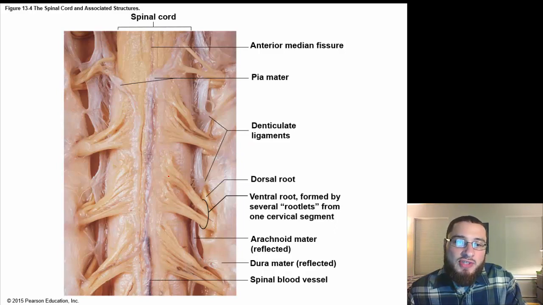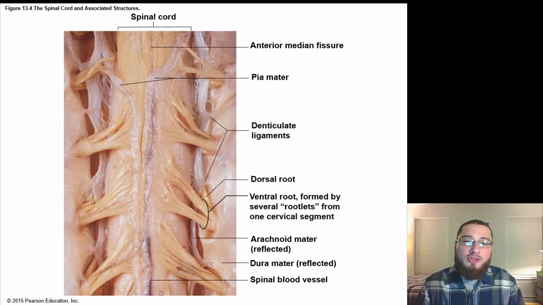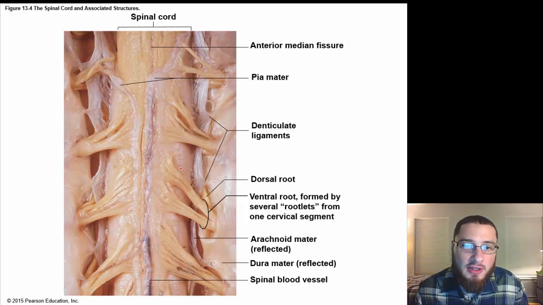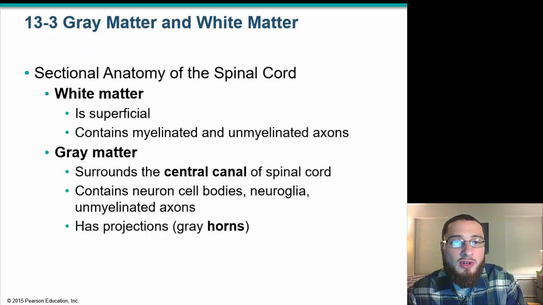This is what you would see if you were to dissect a human cadaver. It's not as easy as the drawn pictures look, because everything is color coded, but this is how it would really look. And within that spinal cord, we have our white matter, which contains axons, both myelinated and unmyelinated.